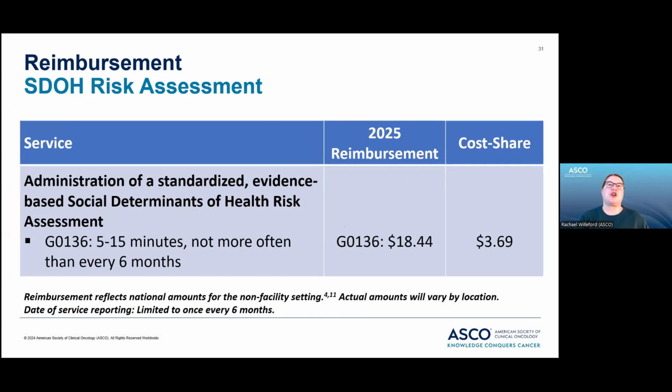Next is the Social Determinants of Health Risk Assessment. You would report these with G0136. That would account for an assessment taking 5 to 15 minutes, not to be reported more than once every 6 months per provider. Reimbursement is currently set at $18.97 for 2024. For 2025, that's going to be $18.44 with your cost share estimated as shown.